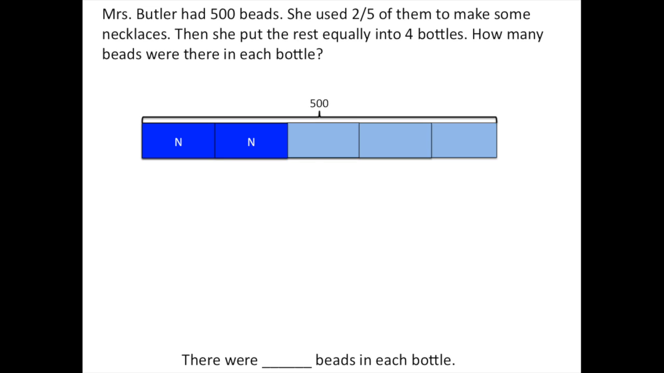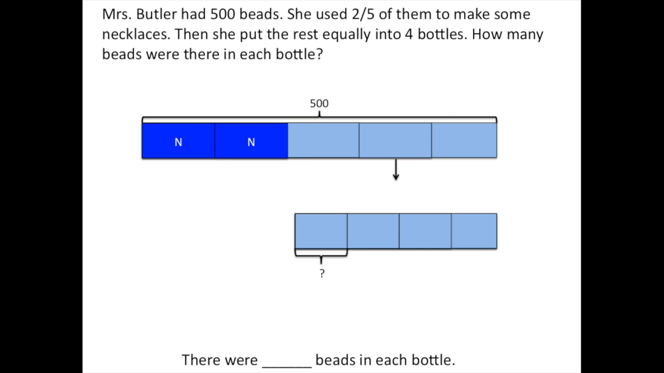We're told that then she put the rest equally into 4 bottles. So we're going to bring down the rest, but we're going to make it as 1 bar, but it's going to be the same size. Since we're told that she put the rest equally into 4 bottles, we're going to break this up into 4 parts. I want to know how many beads were there in each bottle. Now I'm going to label one of those boxes with my question mark because I want to know how many beads there were in each bottle.